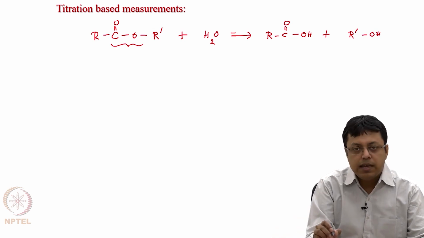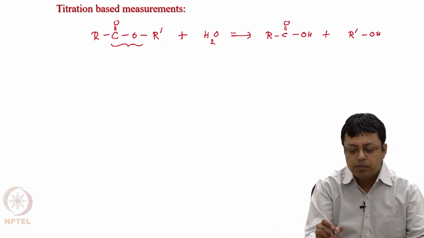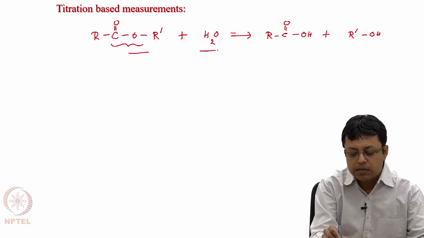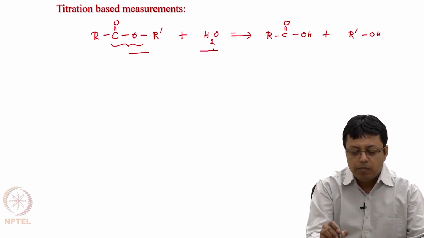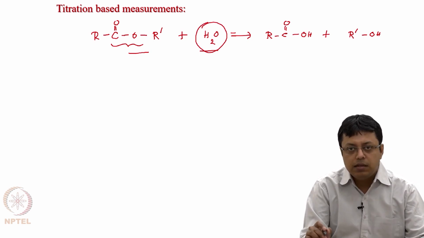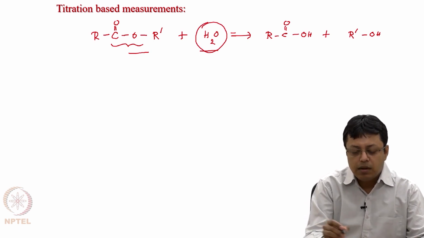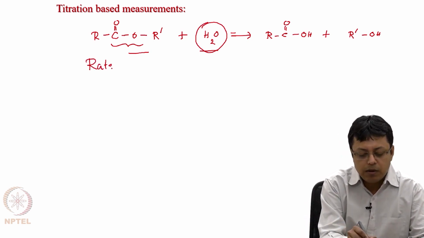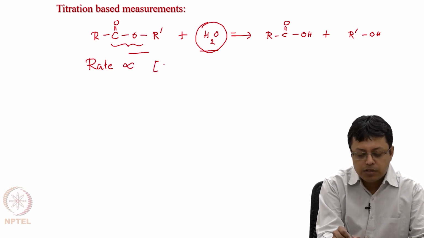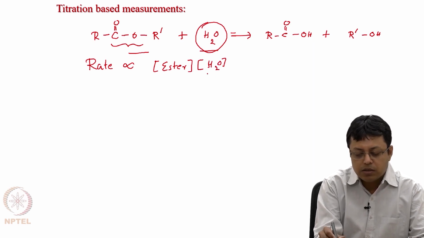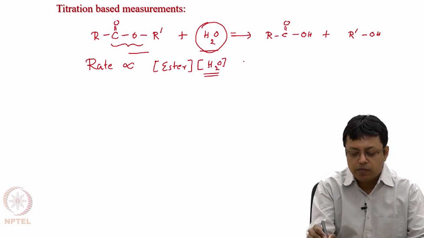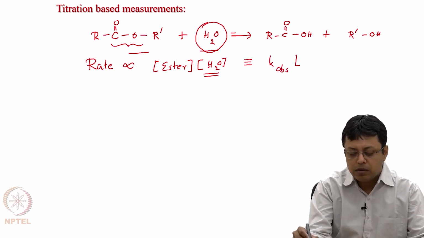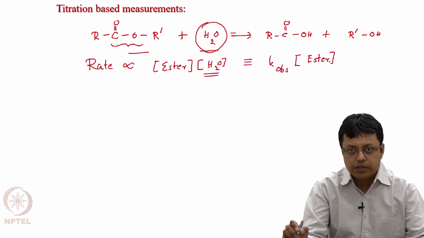Now this reaction is an example of a bimolecular reaction, because you can see that at the rate determining step two species will be involved, but usually the water is present in large excess. So what happens is that the observed rate that you find is proportional to the concentration of ester times the concentration of water. But since the concentration of water is too large compared to the concentration of ester, practically it behaves as if it's a first order reaction. So this type of reaction we call a pseudo first order reaction.